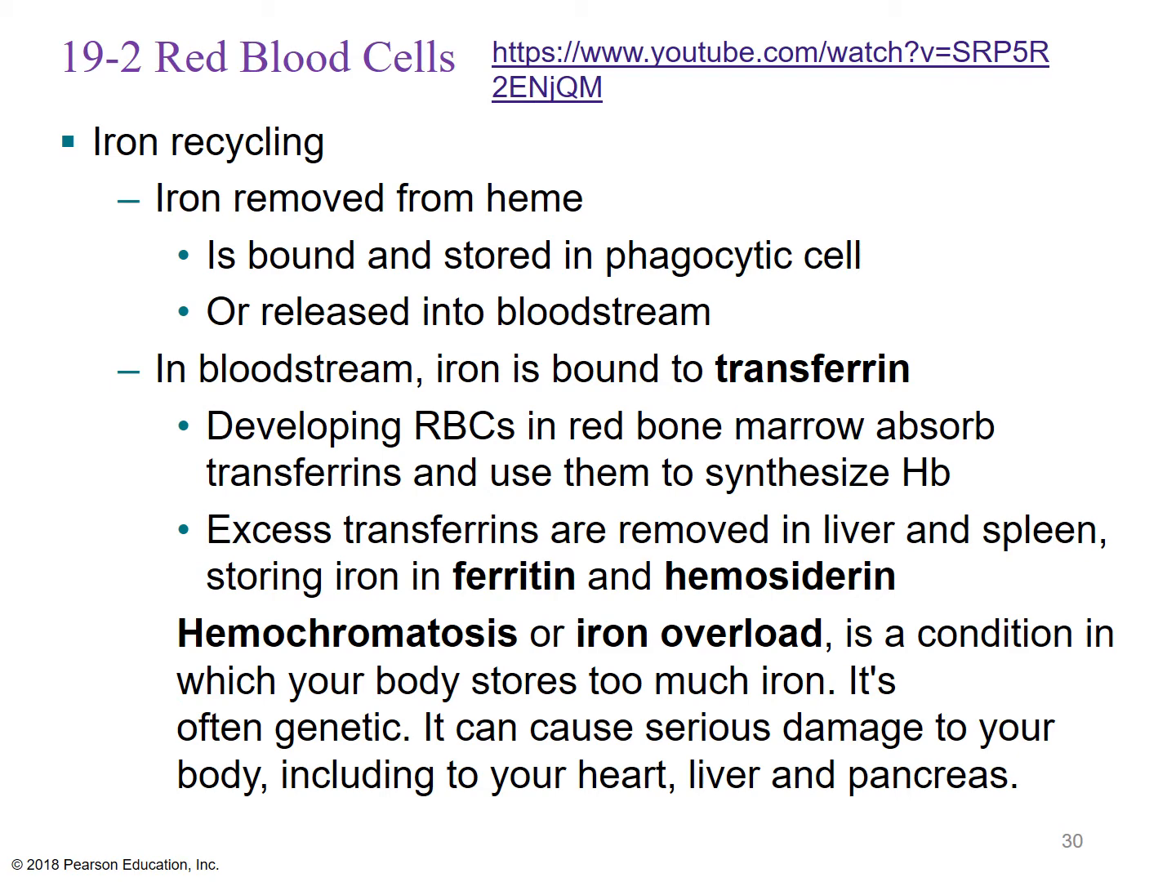If there is too much iron, then this is called hemochromatosis. Hemochromatosis is iron overload. It is very often a genetic issue, but it can cause some serious damage to your body, including to the heart, the liver, and the pancreas. People who have the familial hemochromatosis, where this is a genetic condition, will often go give blood in order to help draw some of that iron out of their system.